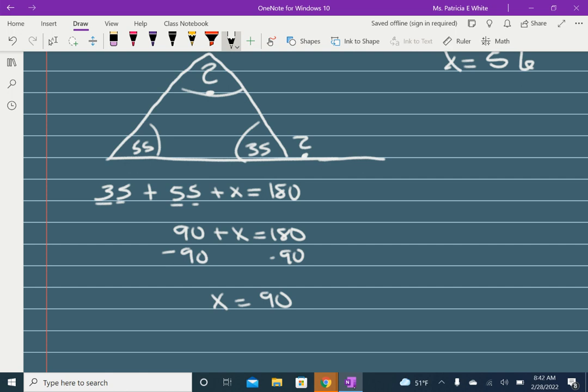All right, now this I could find out two different ways. I could add up, I know this is 90, so I could say 55 plus 90, or that's a linear pair right there because they create that straight line. I could say 180 minus 35, not 55. So let's see. 90 plus 55 or 180 minus 35. Both ways, I'm going to get 145. Okay. All right, one more of these.